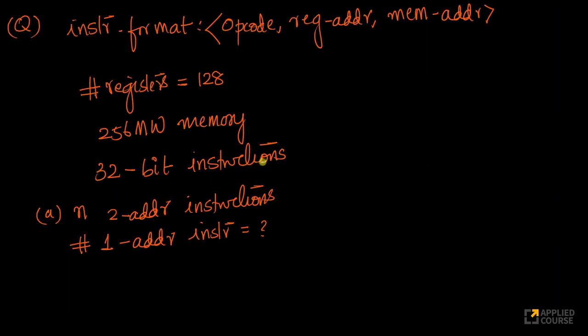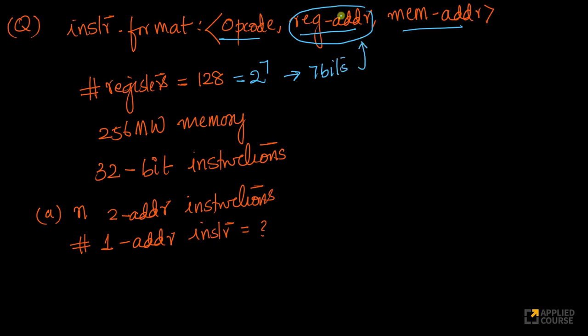Okay, so let's look at one more example here. Imagine that we are given an instruction format like this, where you have opcode followed by register address followed by memory address. If I have lots of registers, I might want to refer to registers also with addresses. So here it says I have 128 registers. To represent these 128 registers, I need 2 power 7, since 128 is 2 power 7, which means I need 7 bits in this register address. So this implies the register address field is 7 bits.